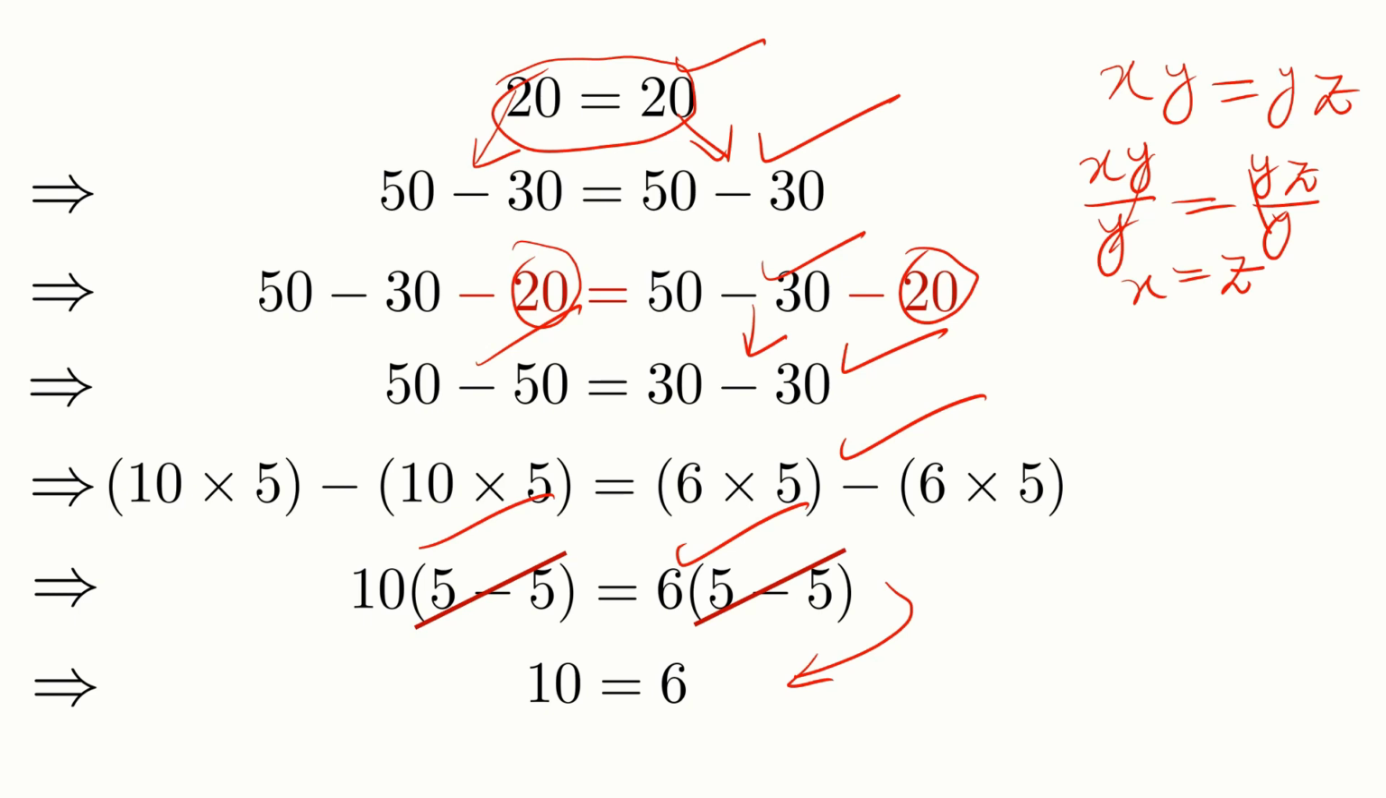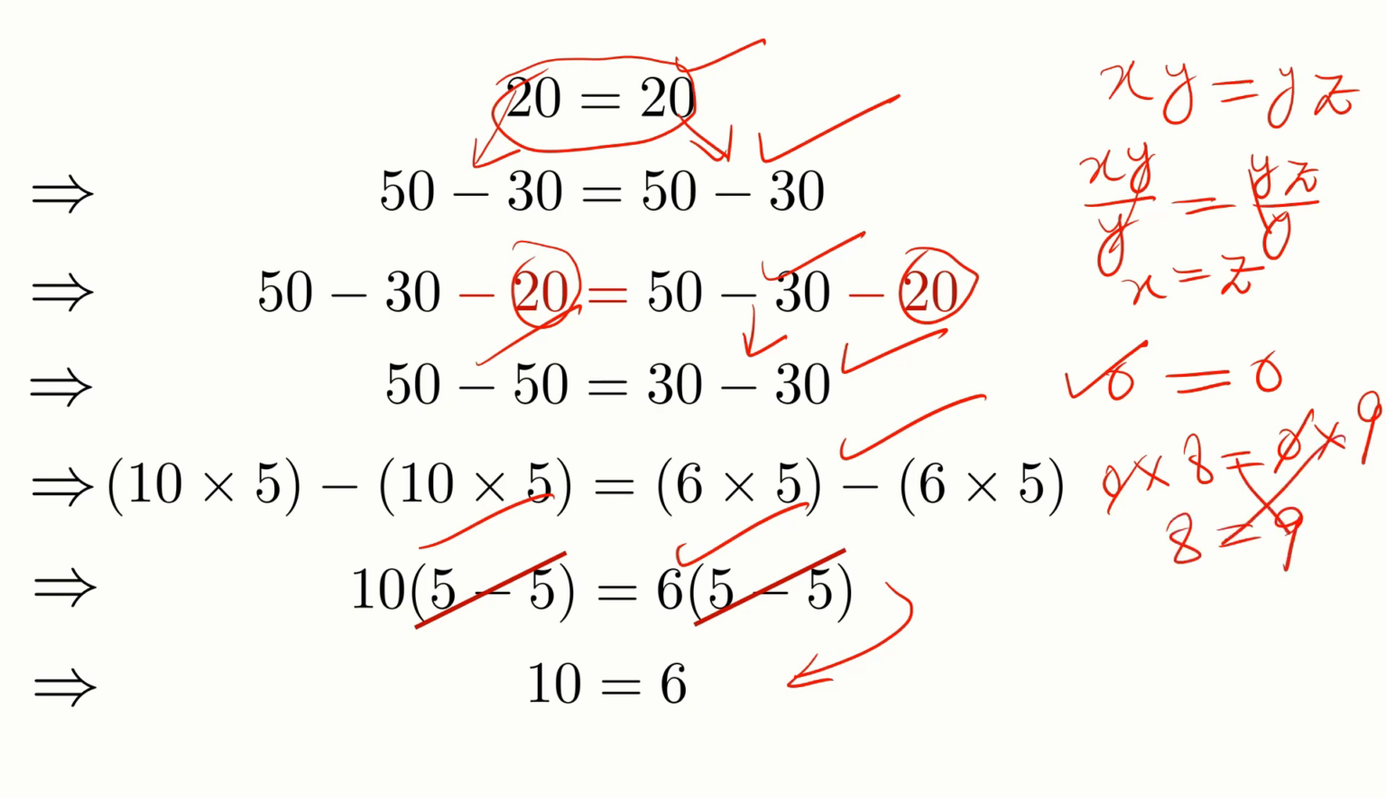Suppose it is okay to cancel out 0 from both sides of the equation. Let's look at what happens. 0 is equal to 0. This equation is correct. We can write 0 as 0 times 8 and on the right hand side we can write it as 0 times any number, maybe 9. Now we cancel out 0 from both sides of the equation. 8 is equal to 9. No, it is incorrect.